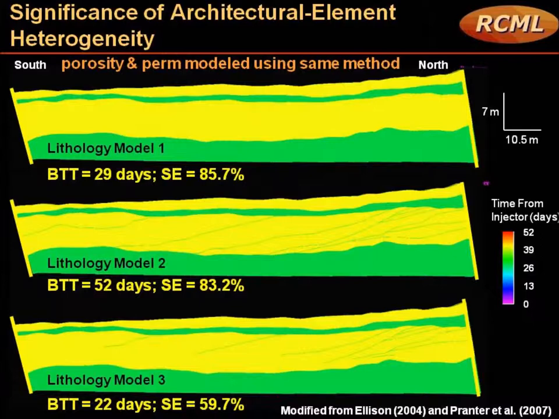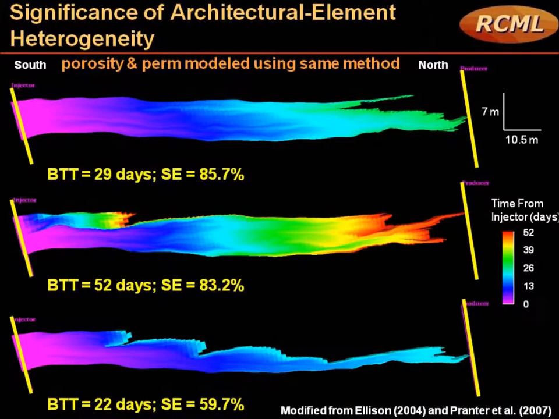And so in this particular case, we have an injection well here, and over here, we have a producing well. And what you're going to see here is the time it takes for, in this case, a molecule of water, to move from this well over to this well. That's the colors that are going to be shown. That's the time from injector in days.